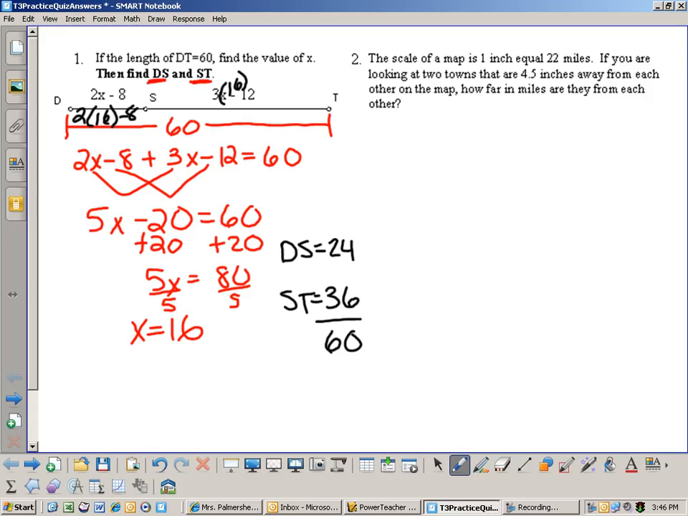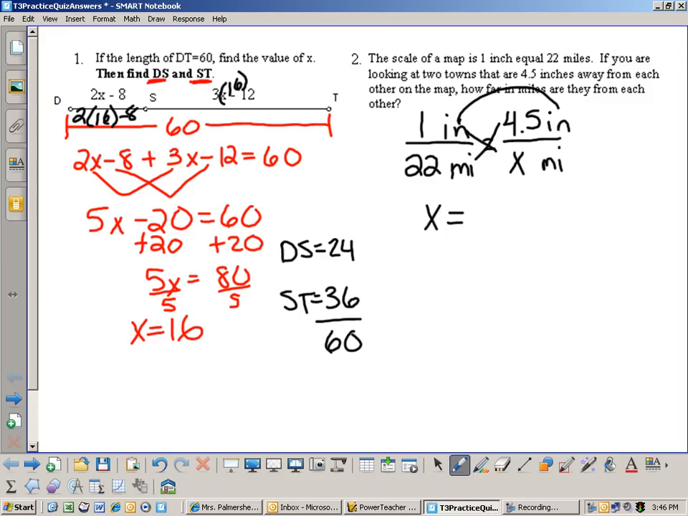So now in number 2, a scale of a map is 1 inch equals 22 miles. If you're looking at two towns that are 4.5 inches away, how far away in miles are they from each other? So one way we can do this is set up a proportion. 1 inch to 22 miles. If we know the inches, we want those to go on top together. So x miles is what we have down here. Then we can cross multiply. 1 times x just gives us x. 22 times 4.5 gives us 99 miles.